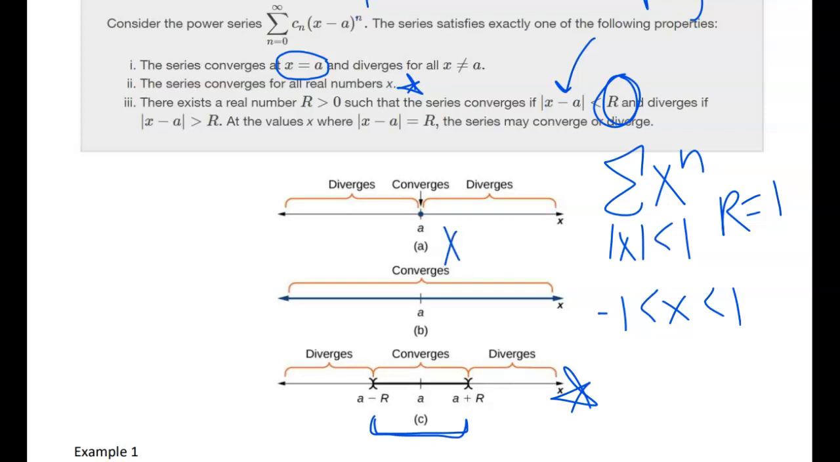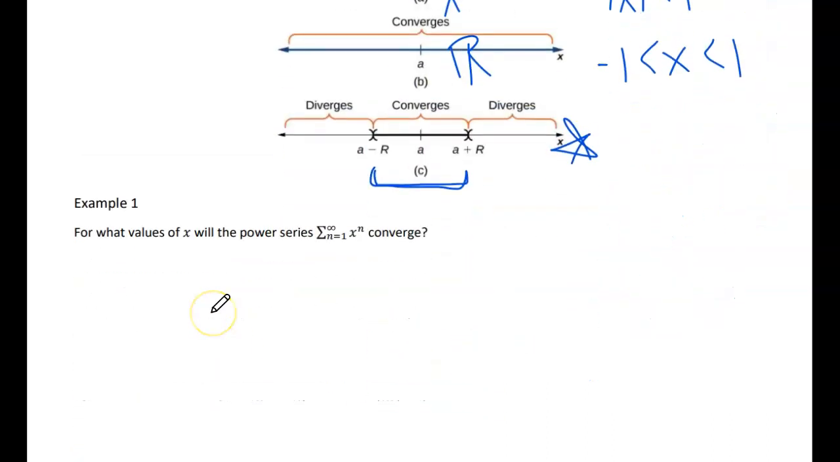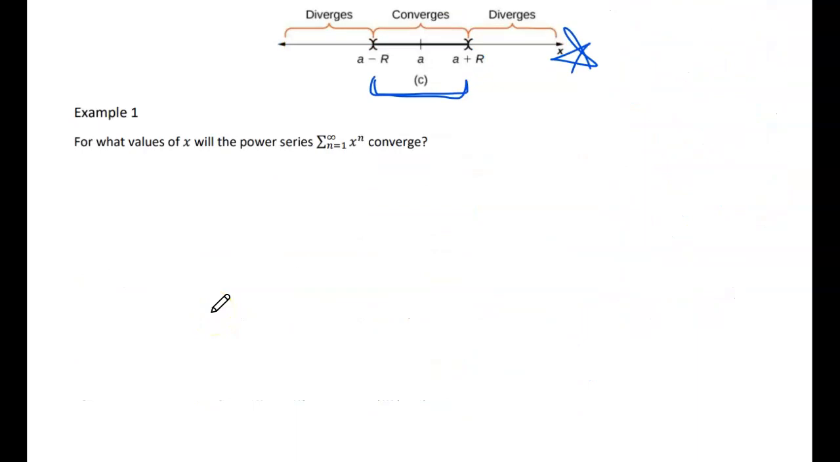So it might just be at x equals a, it might be for all real numbers, or you might end up having some interval here. So let's look back at how we would show this. For what values of x will this power series converge? Well, we can use geometric series to say that absolute value of x must be less than 1. And so I know that from -1 to 1, I'm going to be convergent.